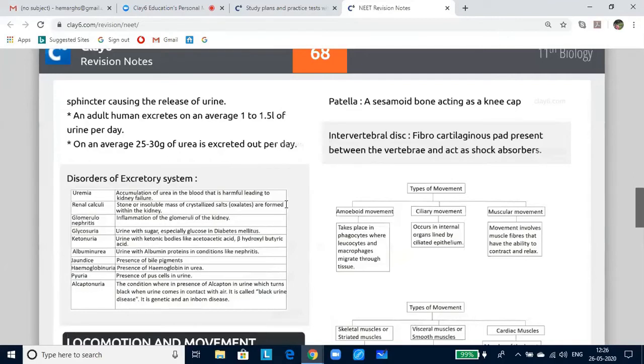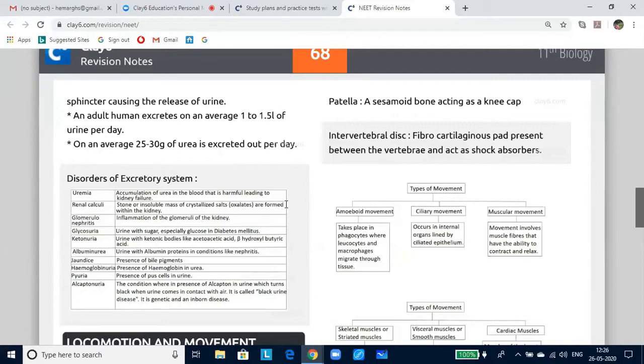Now let us look into the disorders of the urinary system. First is diabetes insipidus. It's a kind of diluted urine, with reduction of fluid intake having no effect on the concentration of urine.